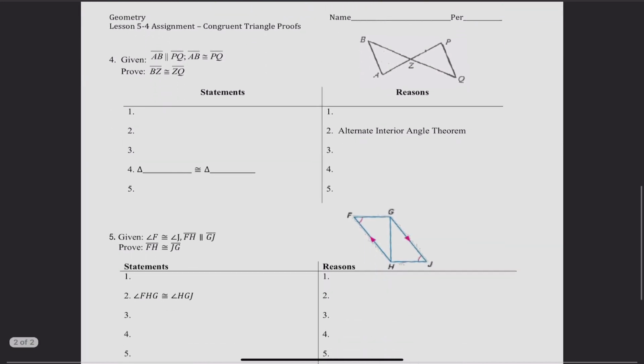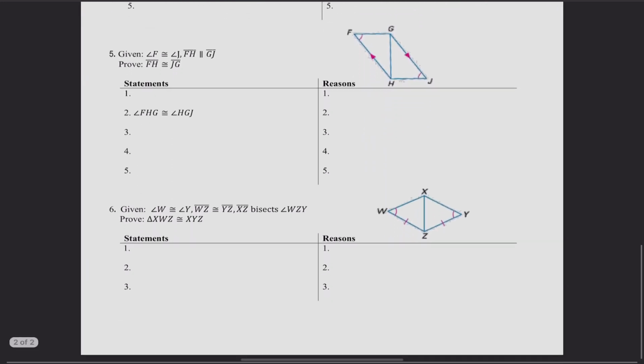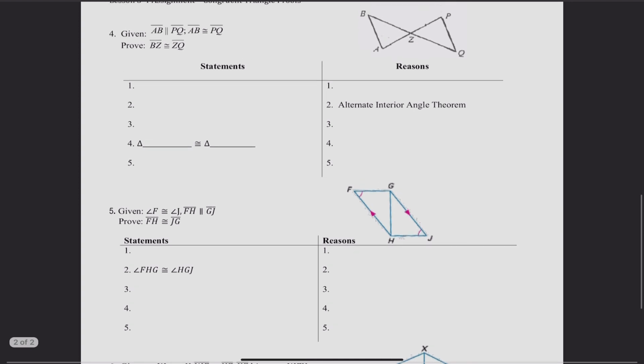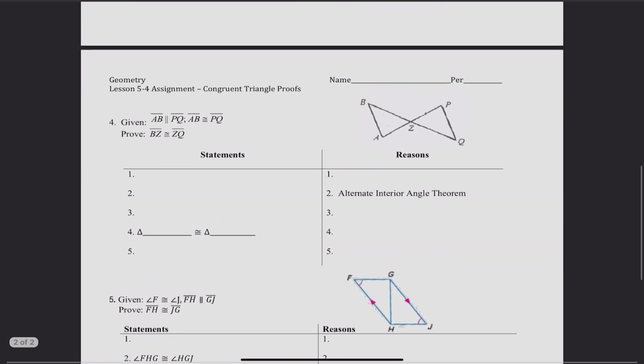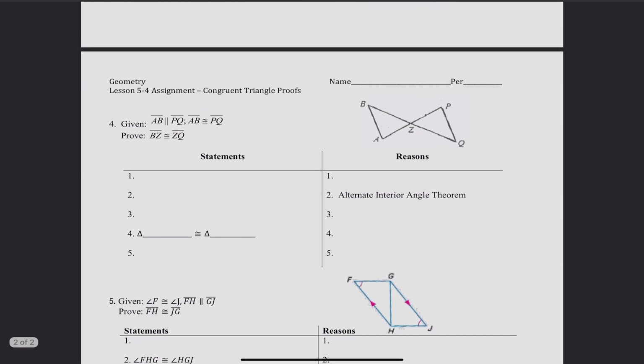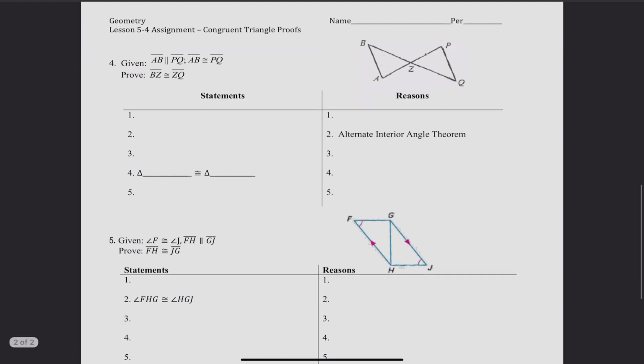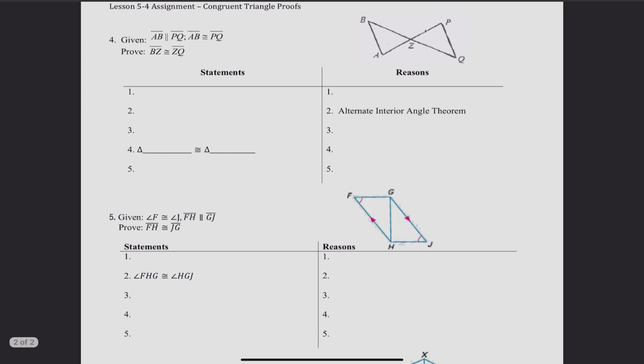All right, so let's go ahead and let you try all this as an exercise.